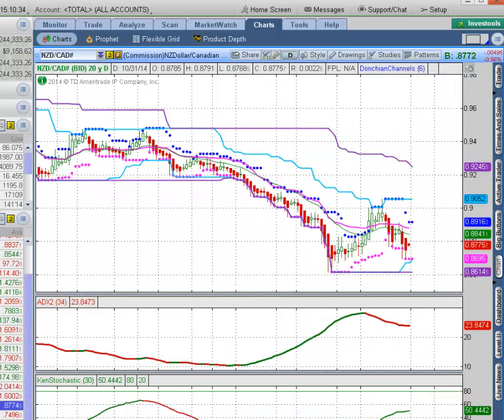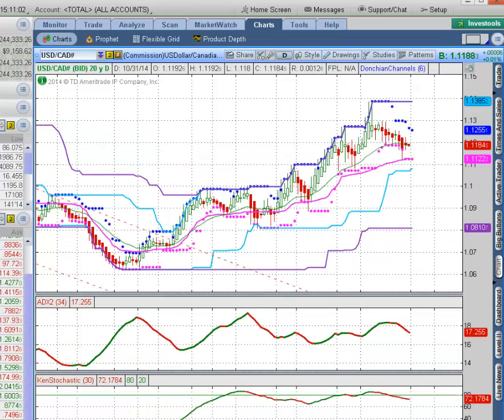Here's the New Zealand Canadian dollar. We can see the recent strength of the Canadian dollar and weakness of the New Zealand dollar. But at the present time, we're moving in a sideways channel. And last is the US Canadian dollar. Over the last few weeks, we've basically been going sideways.